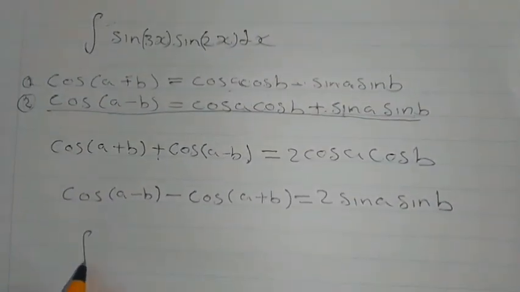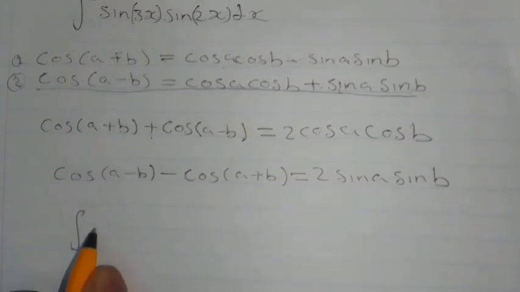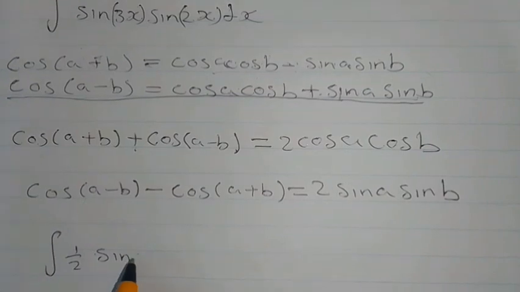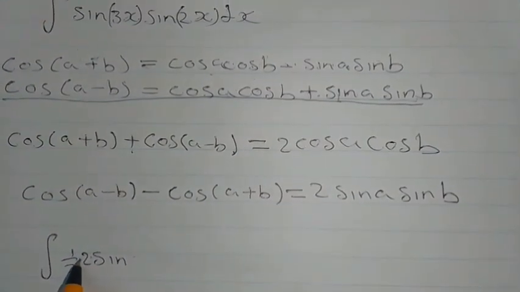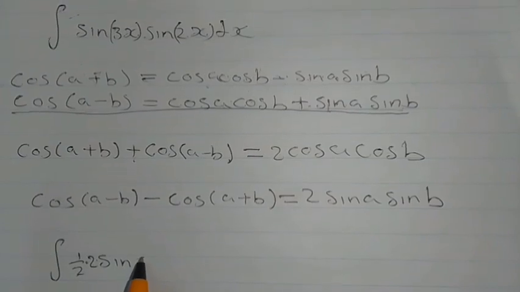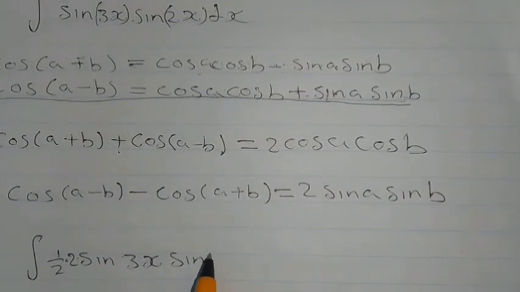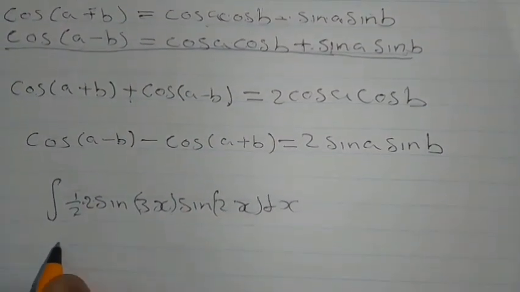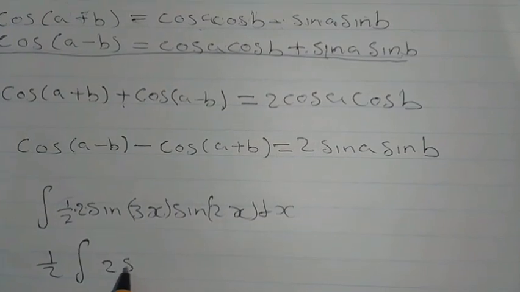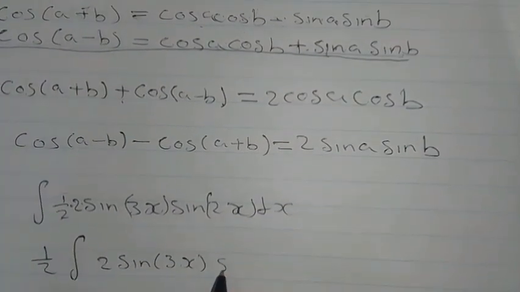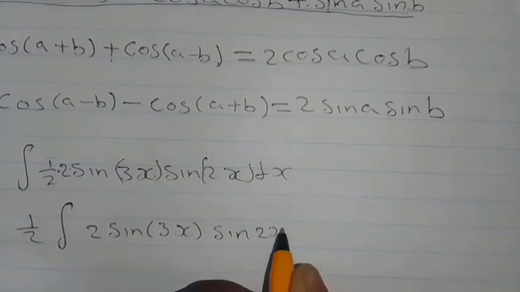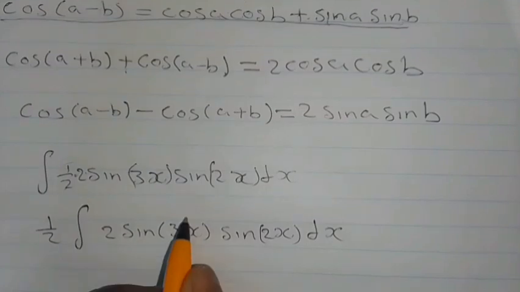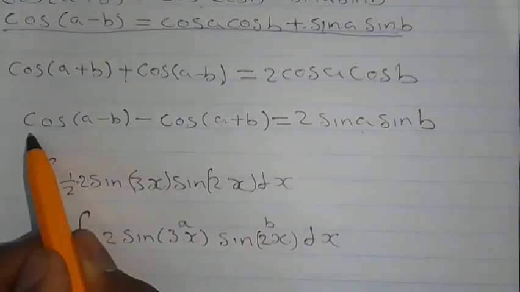So that means that this integral can be rewritten as, you just multiply by half and then say 2 sine, because half times 2 is going to be 1, so I didn't really change anything. So I have 2 sine 3x sine 2x dx. Then I can take the half outside, so I'll have half the integral of 2 sine 3x sine 2x dx. So now I can use this formula with this one as A and this one as B, and then rewrite it in this way.